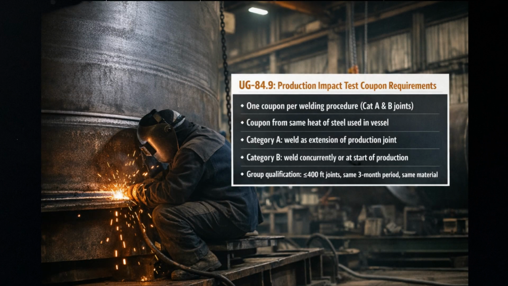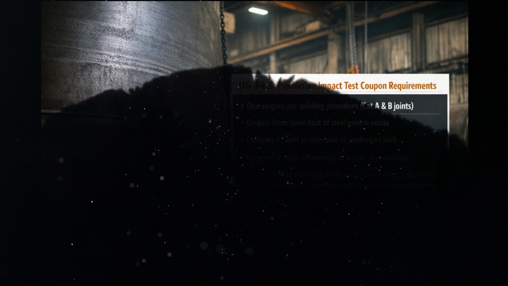Procedure qualification is one thing, but UG-84.9 takes it further. It requires production impact testing as well. For every vessel, one production test coupon shall be made for each welding procedure used on Category A and B joints. For Category A joints, wherever practicable, that coupon is welded as an extension to the end of an actual production joint, so the welding conditions are identical to the real vessel seam. For Category B joints using a different procedure, the coupon is welded concurrently with, or as close to the start of, production welding, using the same equipment, same position, same procedure.